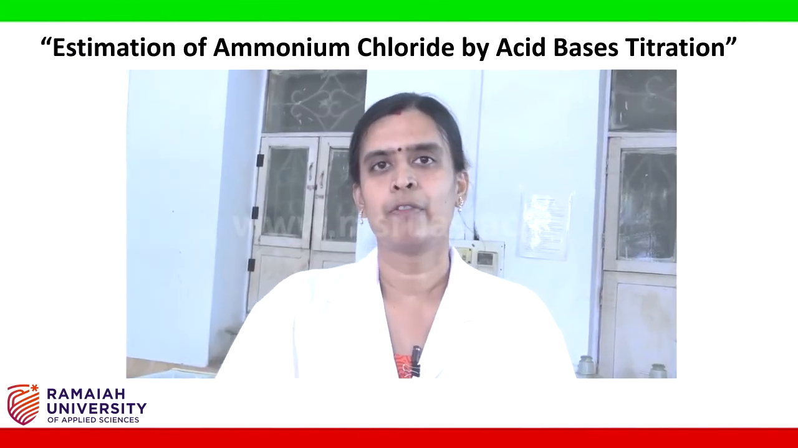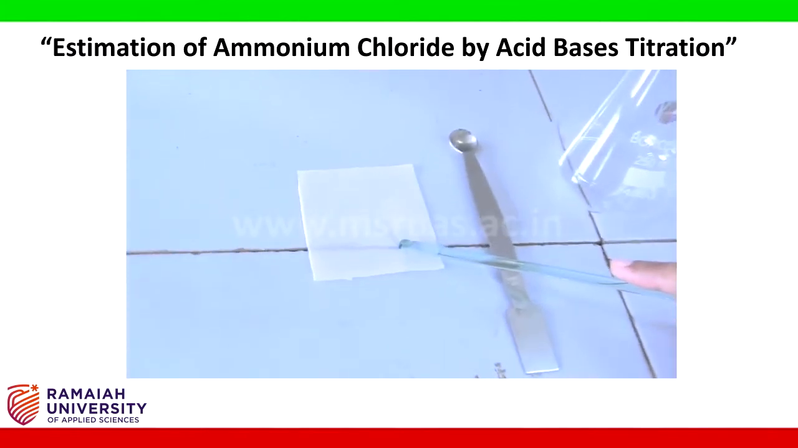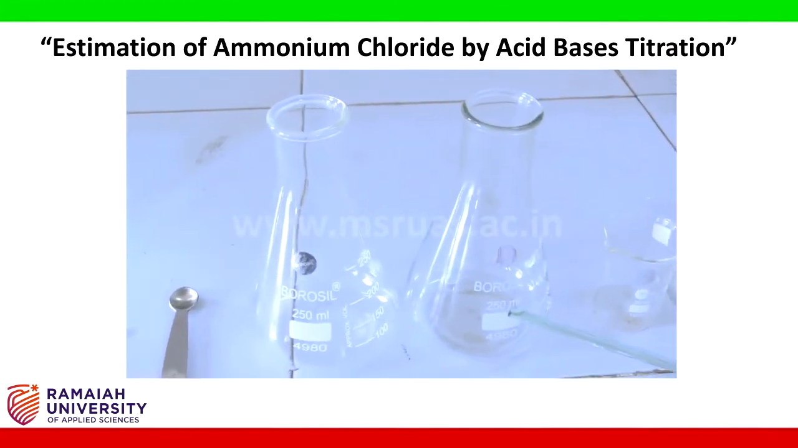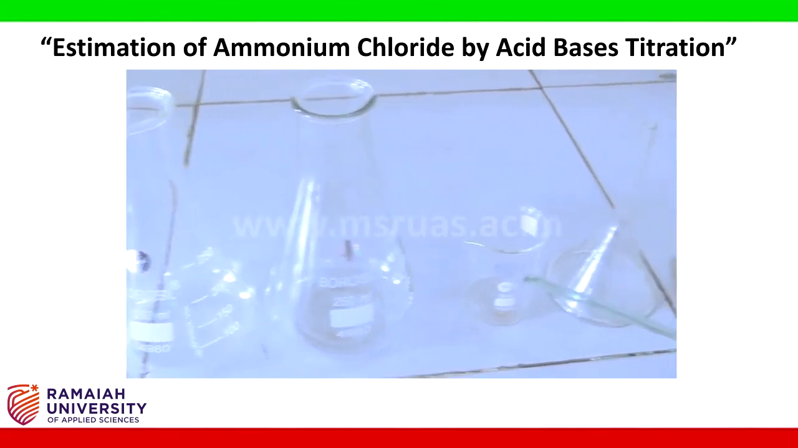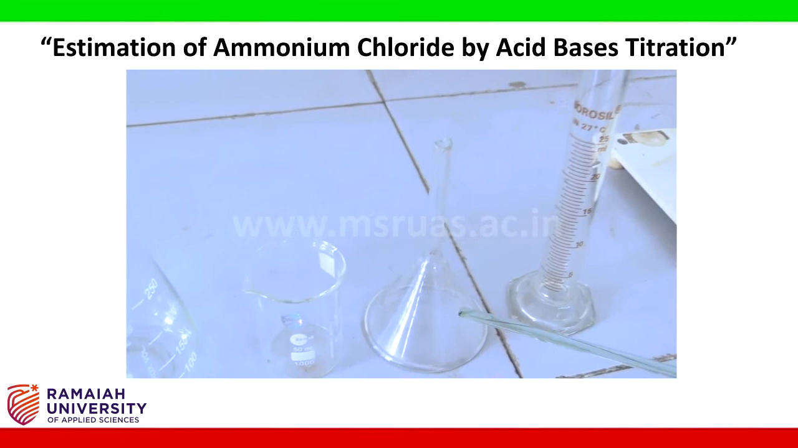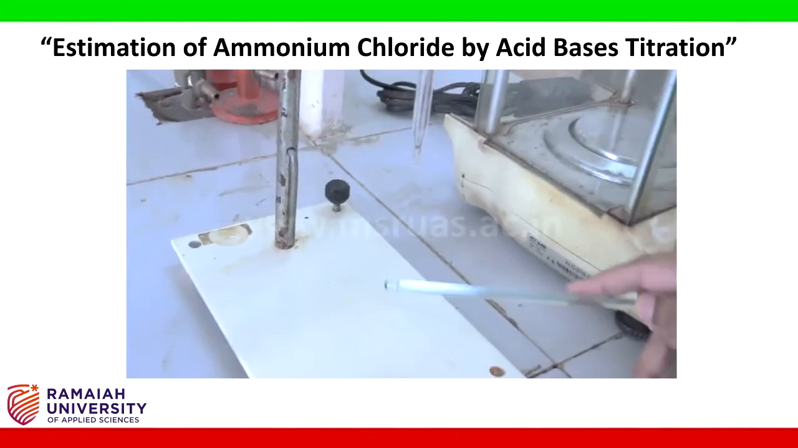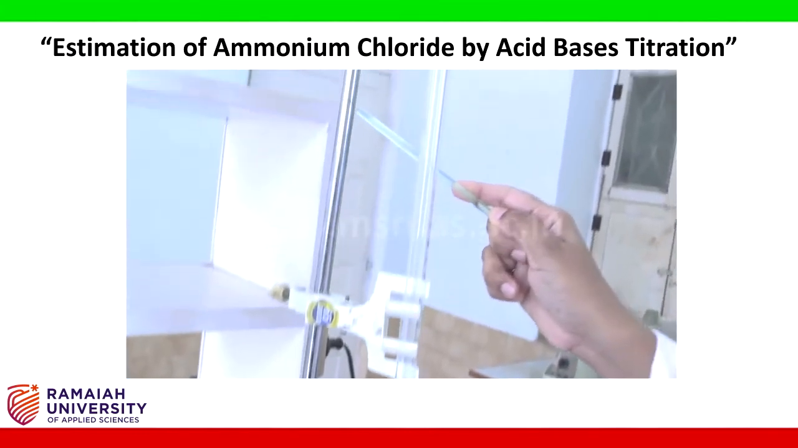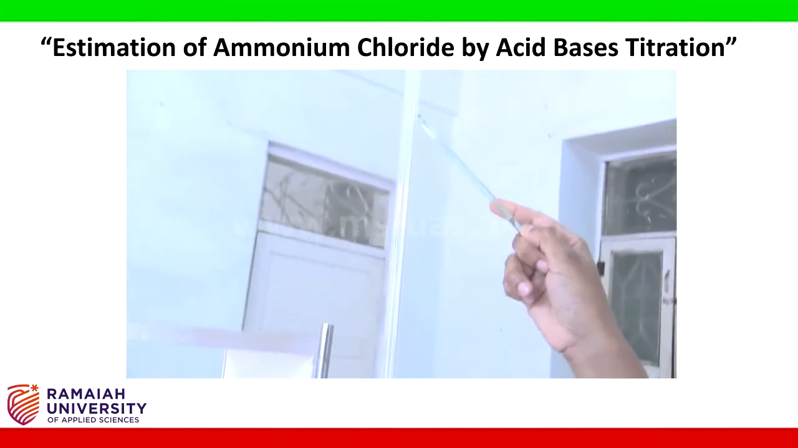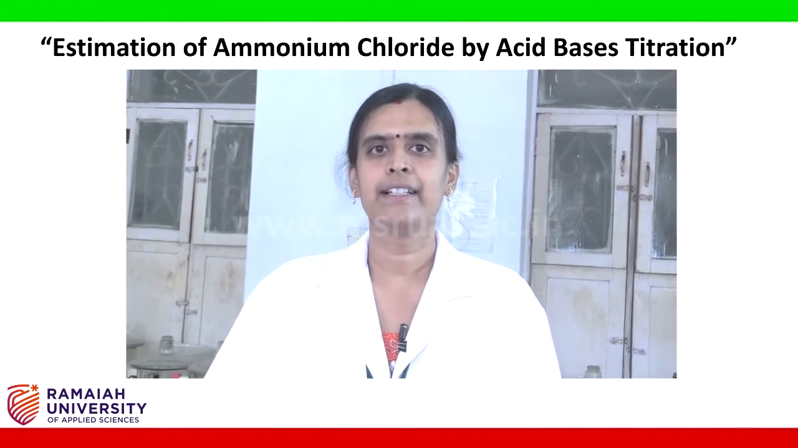The components required for the experiment are butter paper, spatula, 250 ml conical flask, 50 ml beaker, funnel, 25 ml measuring cylinder, burette stand, burette, and weighing balance. Let us start the experiment.